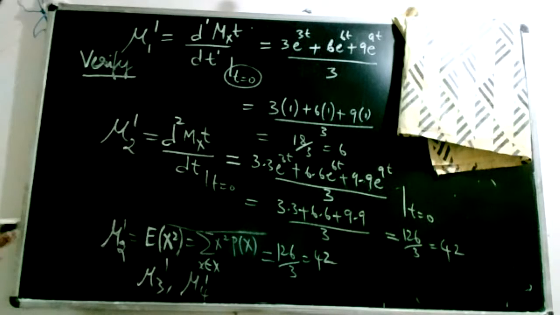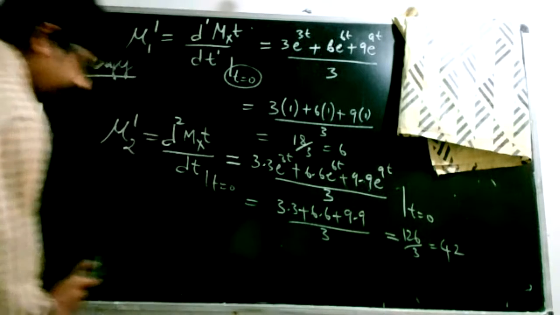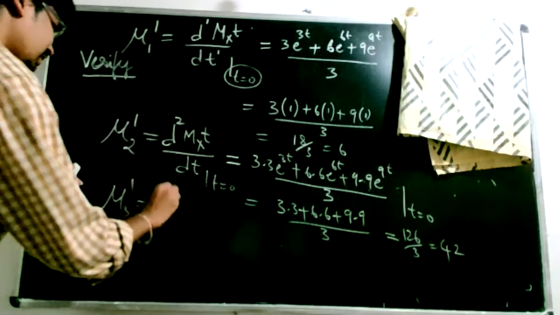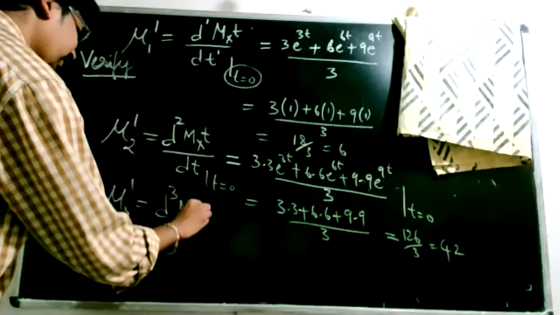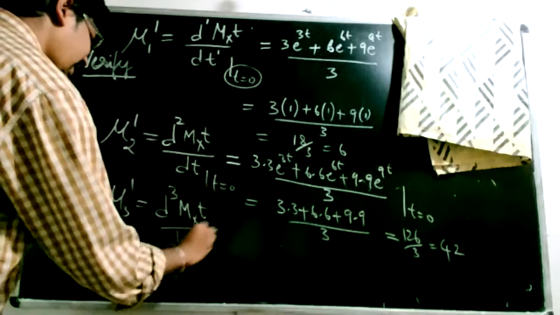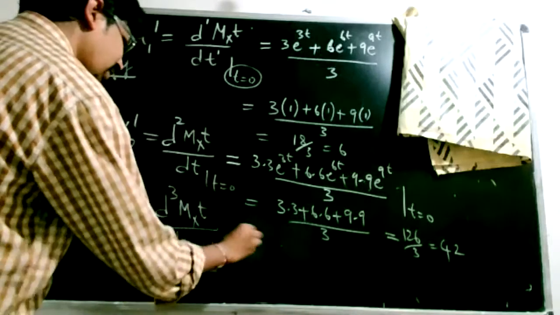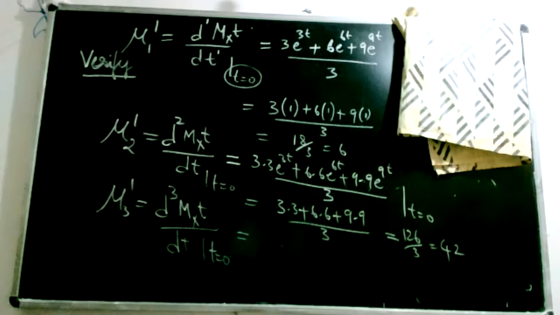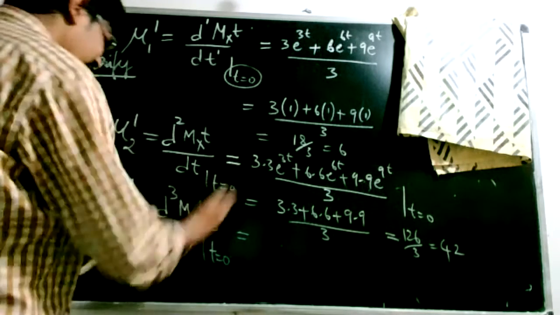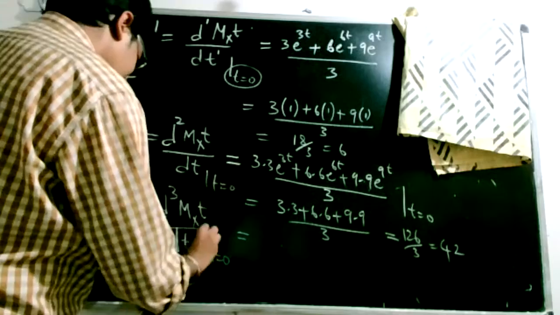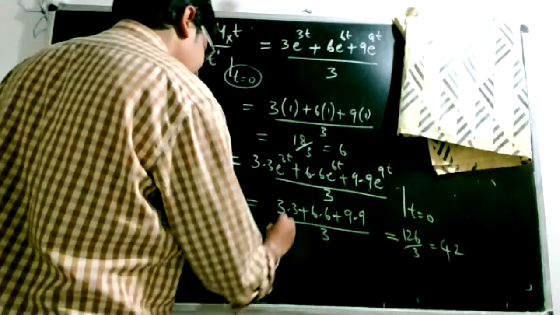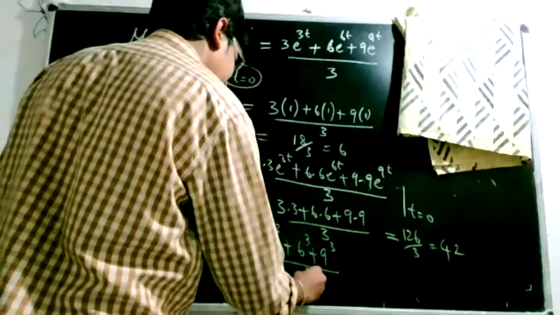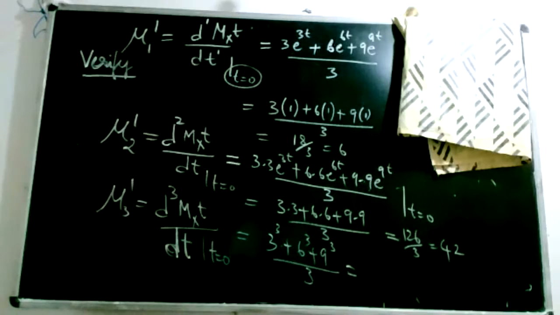Now I'll obtain the third moment. So we could verify it from the formula mu3 dash. Our third moment will be the third derivative of the MGF at t is equal to 0. That means you are differentiating again the second derivative. The third derivative is the same as the derivative of the second derivative. So I'll get 3 cube plus 6 cube plus 9 cube divided by 3. So that should be the third moment.